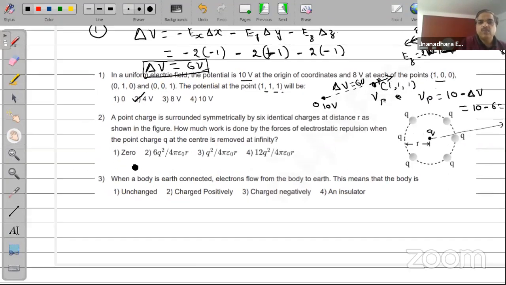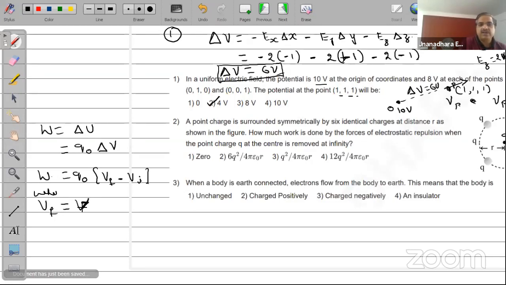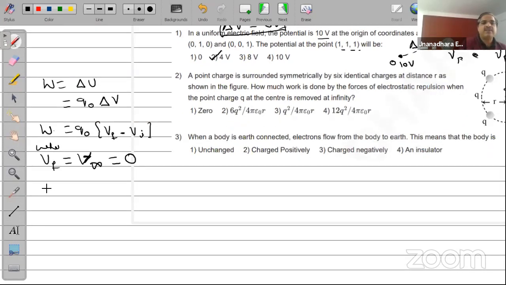Now, dear students, the work done can always be written as delta Q, or it can be written as Q naught into delta V. That also is another way of writing it. So here I can write it as Q naught into VF minus VI. Now, VF is at infinity, isn't it? That should be equal to 0 because potential at infinity is always 0. Now, what is the potential that we have at the center? Okay, VI is at the center.